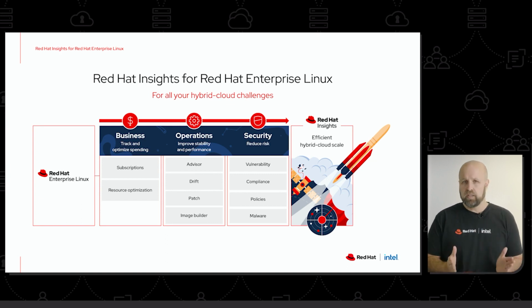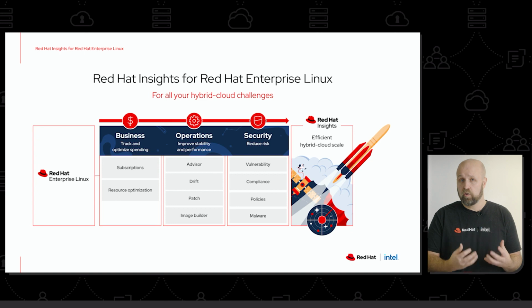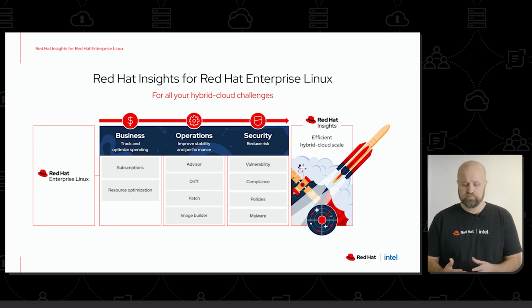So the two capabilities that we provide with Insights there is subscription tracking and resource optimization. So we want to make sure that you're spending your money or investment in the most efficient way possible. So it allows you to keep track of the amount of subscriptions you're utilizing from Red Hat, but also allow you to look into how those systems are actually configured or sized to make sure that they're sized correctly. So you're not spending on an over-provisioned system.